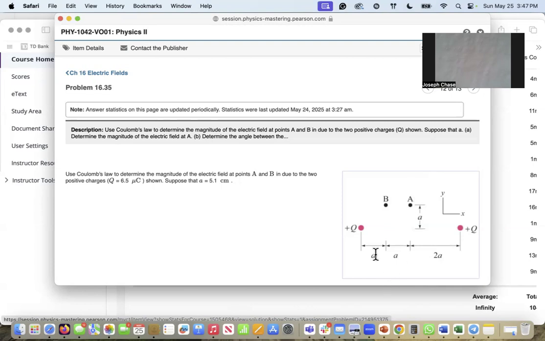Now, A has a number here. It's given as 5.1. And then the charge is given as 6.5 microcoulombs. Okay, so we can make use of that. I'm going to go ahead and do a diagram, and I'll essentially replicate what this diagram looks like.